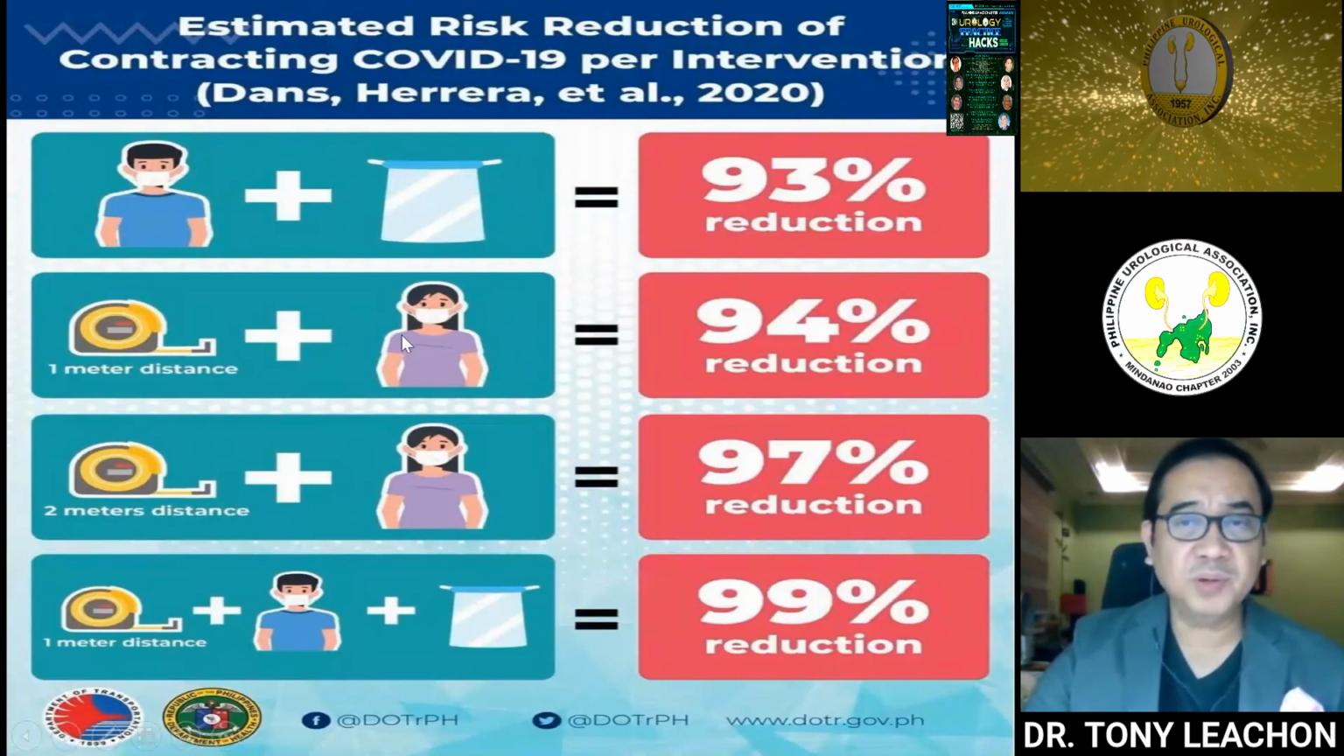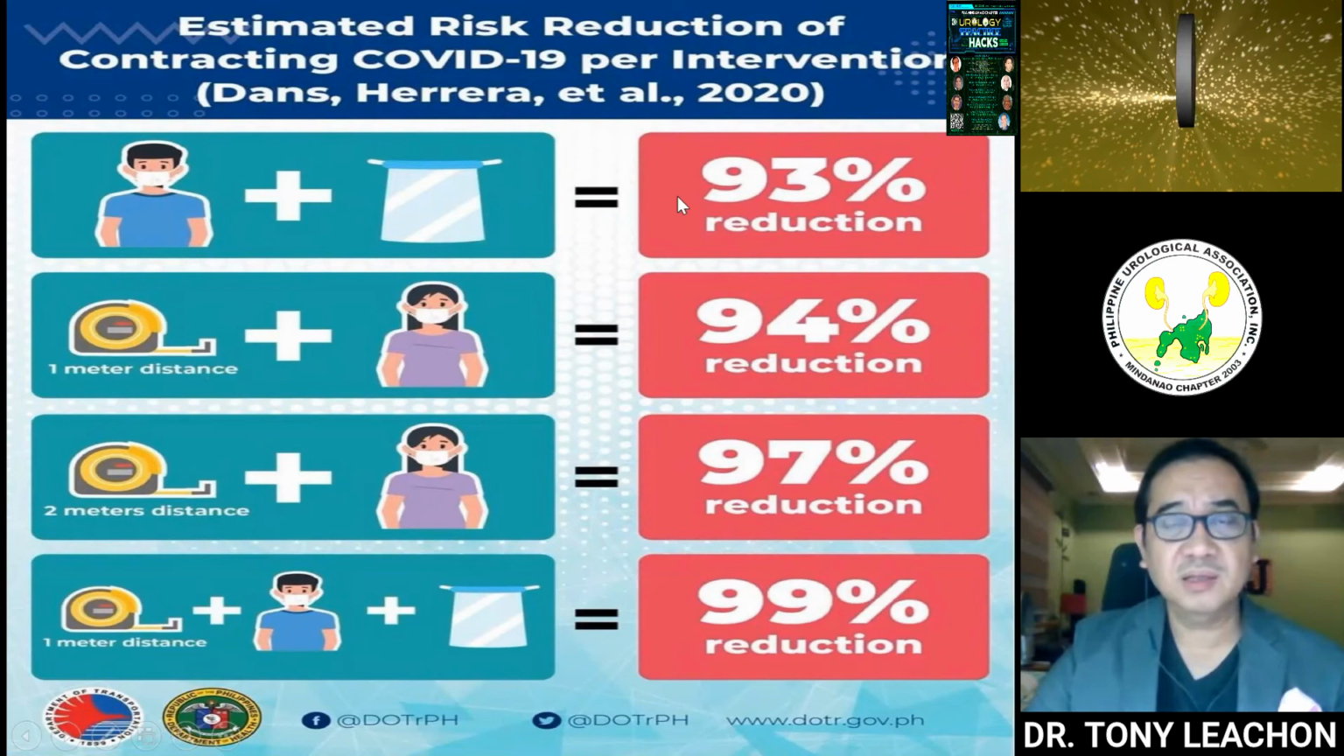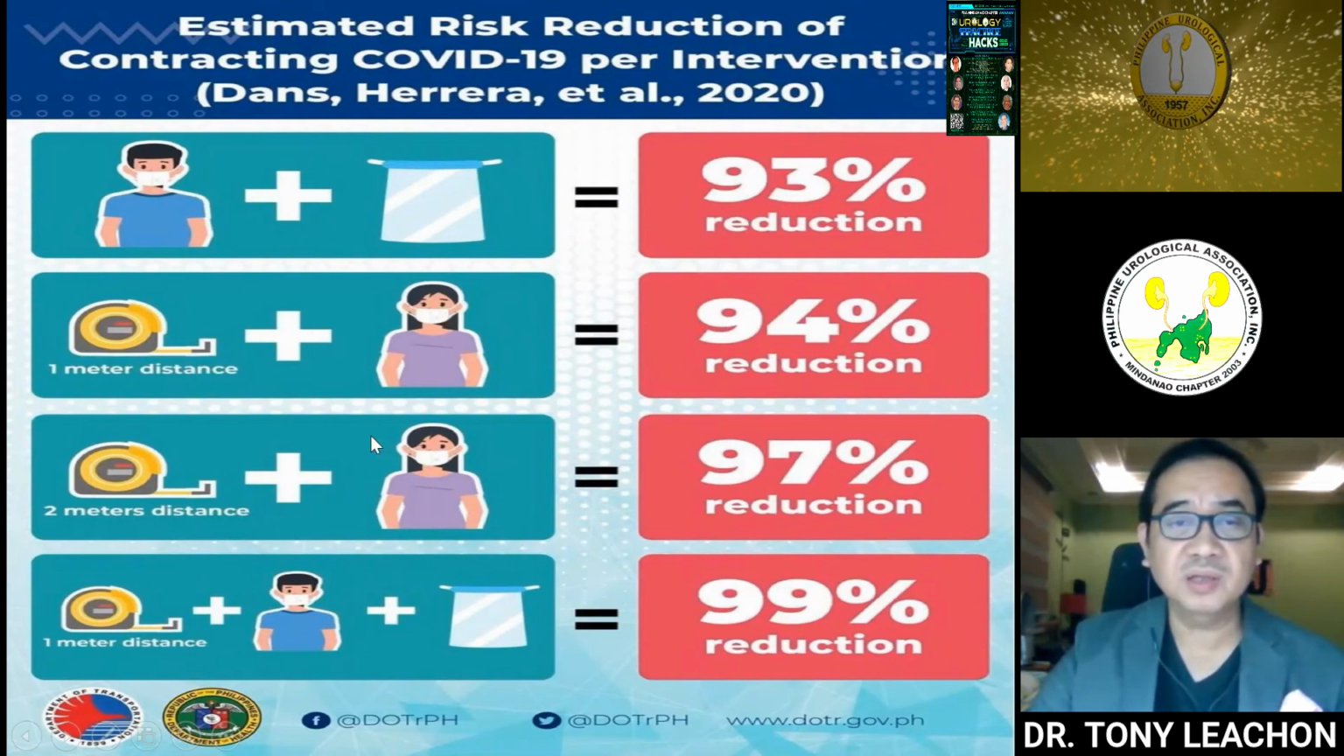Of course, it is important to understand that an ounce of prevention is better than a pound of cure. And based on the study of Dance et al. this year, face masks and face shield would have a 93% risk reduction. 1 meter distance plus face mask, 94% reduction.